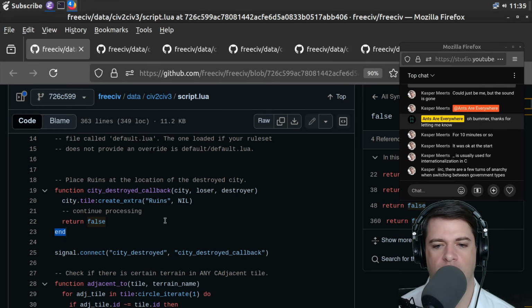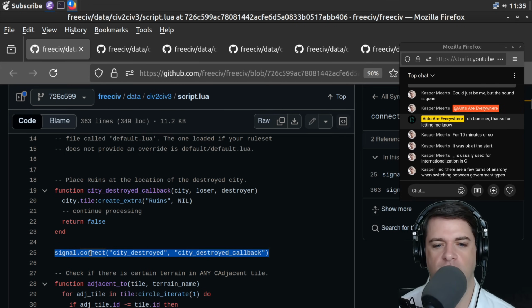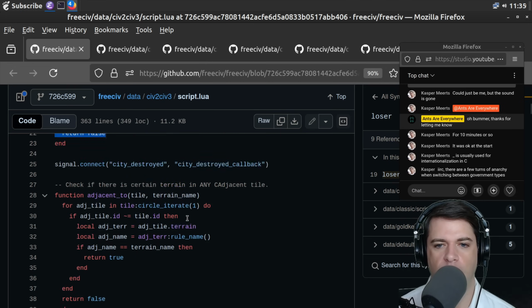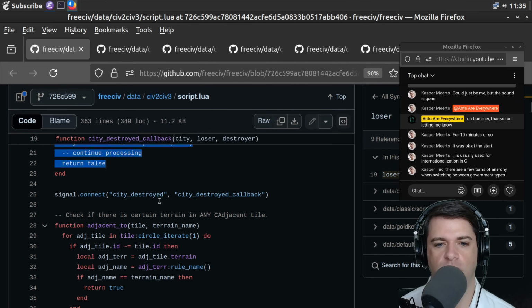Then we're going to connect city destroyed to city destroyed callback. I don't know why we need the loser and the destroyer, because it doesn't seem like we use them. Maybe we just have to accept those arguments in order for this signal to connect.